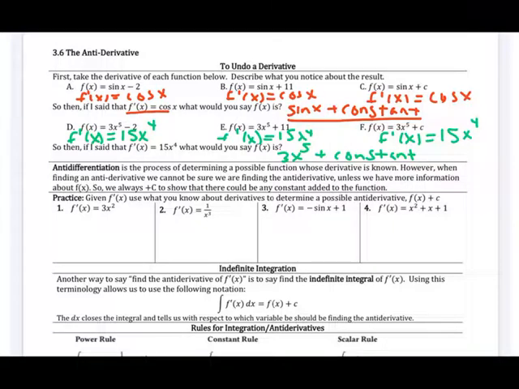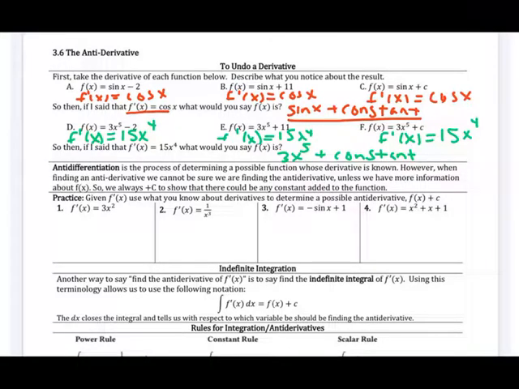Now, if you look at D, E, and F, the derivative for each of those functions is 15x to the fourth. And again, the original functions were the same with the exception of their constant. So thinking backwards, if I told you the derivative of some function f is 15x to the fourth, what could you tell me about the original function? You could tell me that the original function was 3x to the fifth plus potentially some constant value.